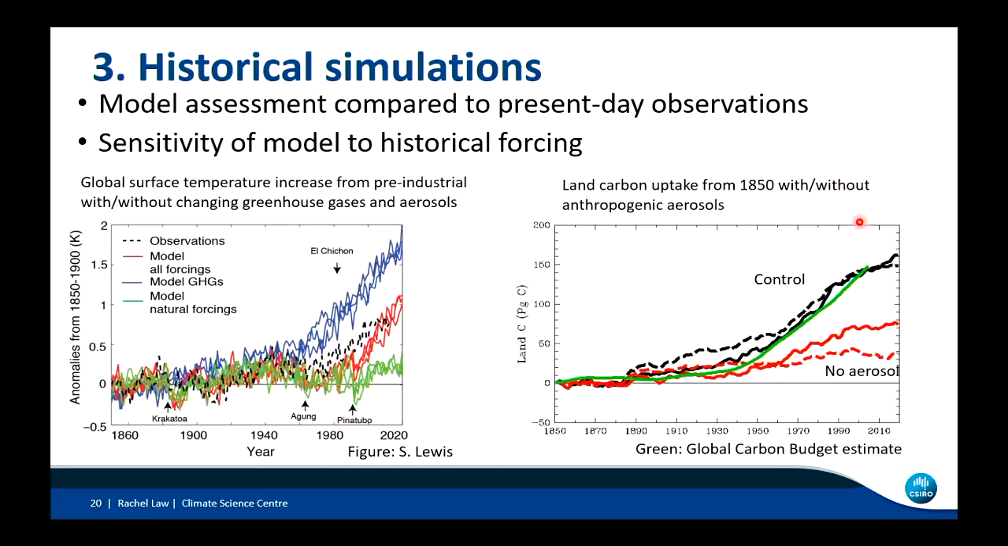This is another carbon example where we were looking at the land carbon uptake with and without anthropogenic aerosols. So if you run without anthropogenic aerosols, where you've got a much warmer world, we got much less carbon uptake compared to a case where we had both forcings switched on. And the green line here is an estimate from the Global Carbon Project. So that's where you want your model to be close to.